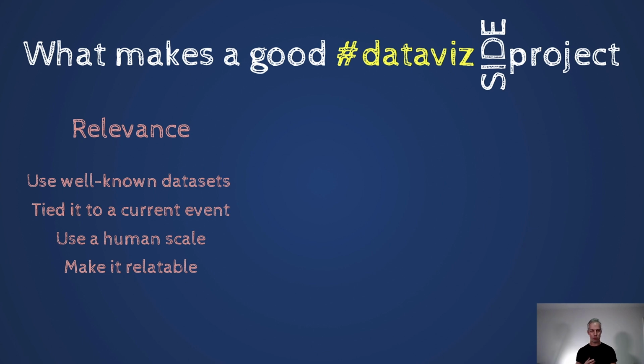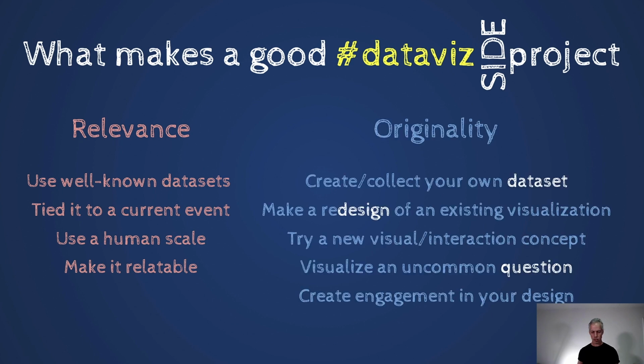So the human scale is one thing, but also being able to find yourself in a data set. So if you can find your city, or you can find your community in a data set, or you can find your country, that is something people also are usually interested in. The other thing is originality.